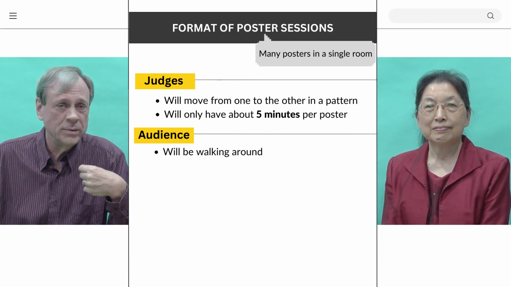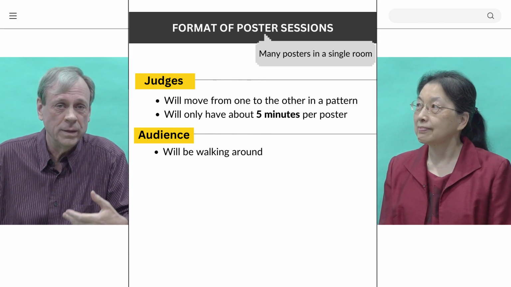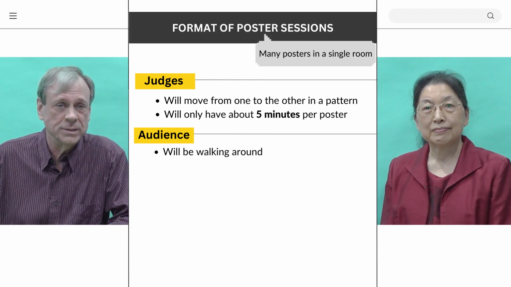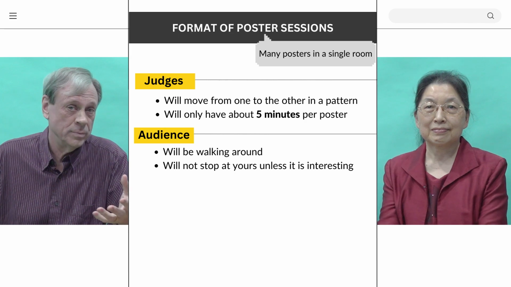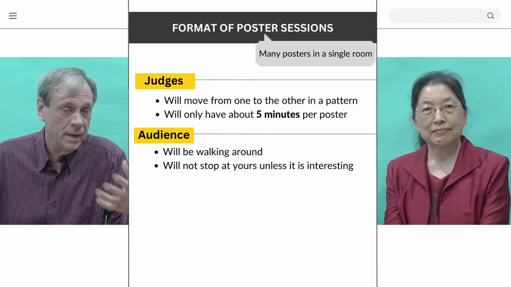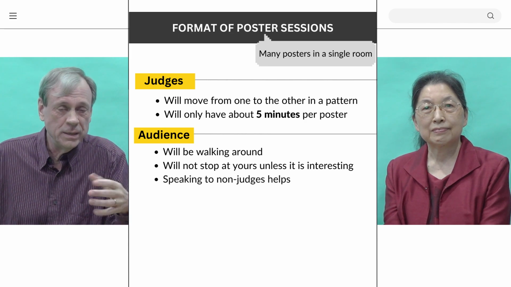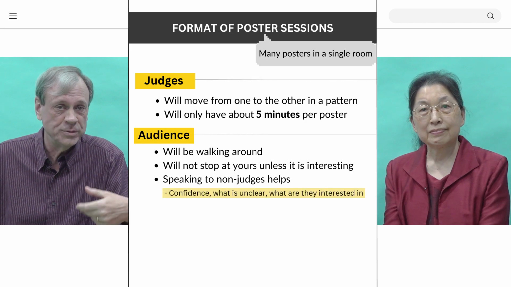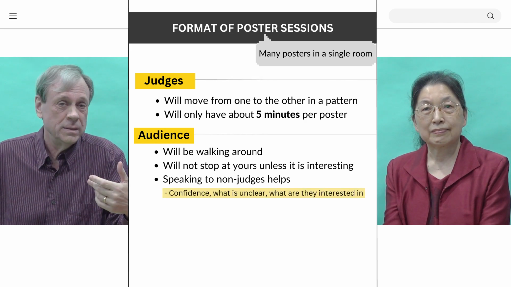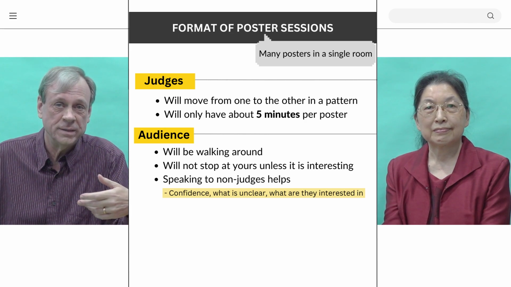At the same time, there are other attendees of the conference who will be walking around, and you're trying to attract their attention. But they probably won't stop unless, number one, your poster looks interesting, and number two, you make some contact with them. But speaking with these non-judges helps, because it helps you to see what types of questions they might ask, what's unclear, what they might be interested in.